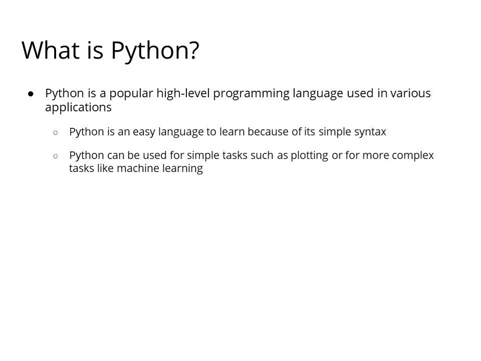What is Python? Python is a popular high-level programming language used in various applications. You can use Python for web development, you can use Python for data analysis, you can use Python for mobile application development, you can use Python for quite a number of things. Python is one of the most popular, universally known programming languages.